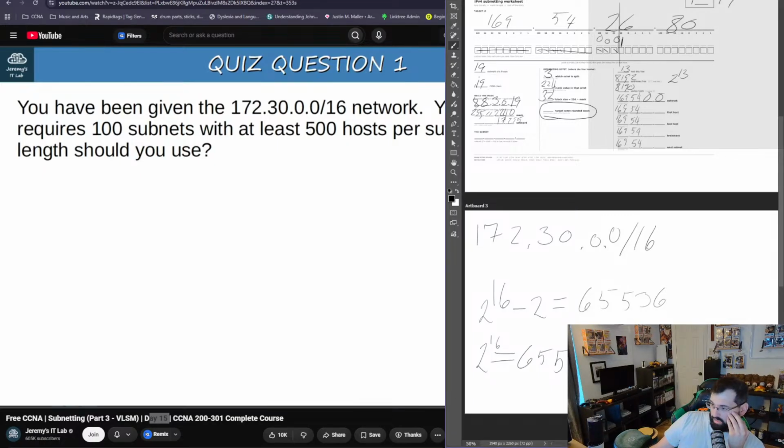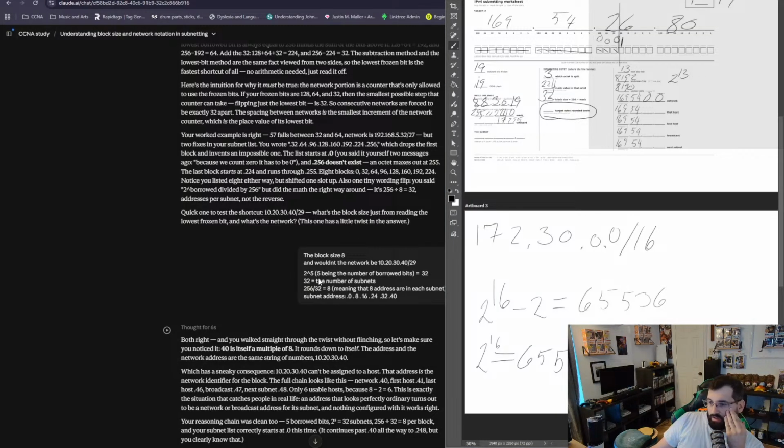So I think 9 is the answer because this is going to give us... So here's my problem. Here's what I'm running into. In my brain, I think that 2 to the power of something equals the number of subnets.